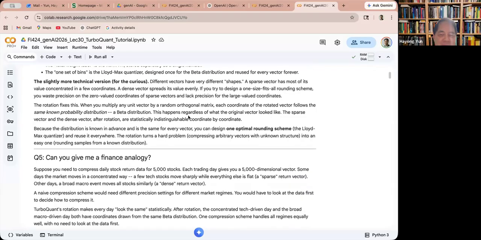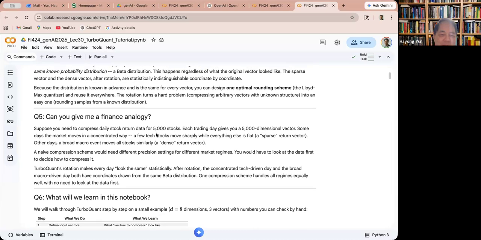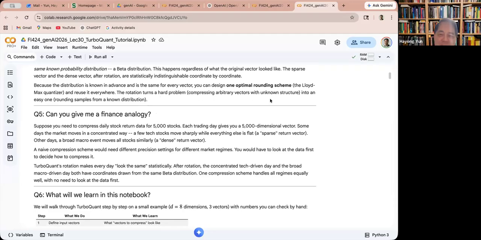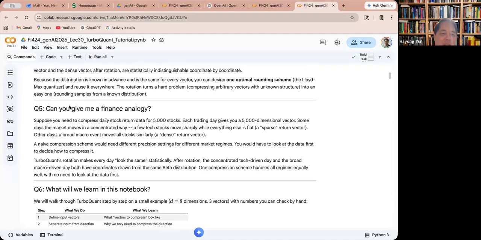But there is a nice property of the beta distribution: when you multiply any unit vector by a random orthogonal matrix, each coordinate of the rotated vector follows the same known probability distribution, namely the beta distribution. Okay. So because the distribution is known in advance for every vector, you can basically design one optimal rounding scheme, meaning quantization, and reuse it everywhere, right? The rotation matrix basically turned a hard problem into a very simple one.